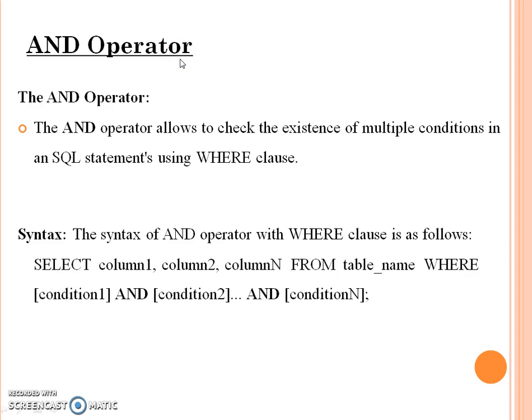Talking about the AND operator, it allows the logical comparison with the select statement and the where clause. The syntax of the AND operator is as follows: select column names separated by commas from a table name for which you want to make a conditional check, where condition 1 and condition 2 and condition n. So the various conditions which the user wants to be satisfied simultaneously are separated using the AND operator.